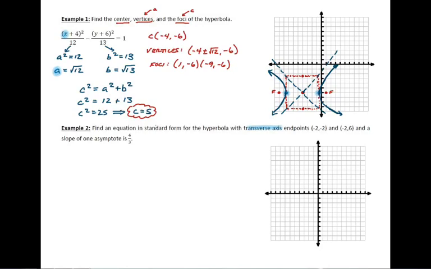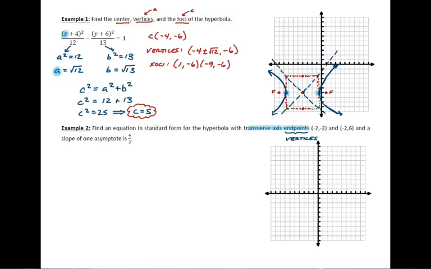So we're looking at number 2. We're given some slightly different information. We're given the transverse axis endpoints and the slope of one asymptote, and we're asked to write an equation in standard form. The way I like to think of the transverse axis is that's really where the vertices are.